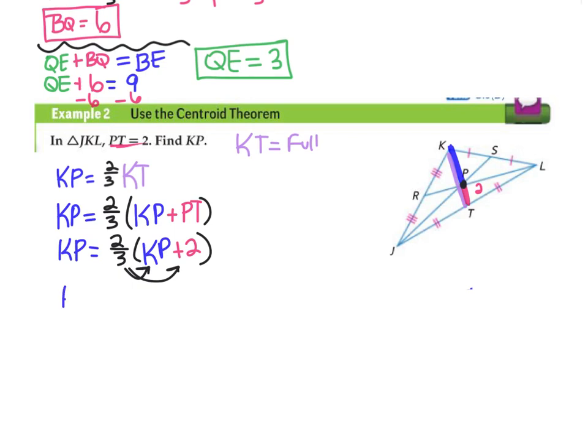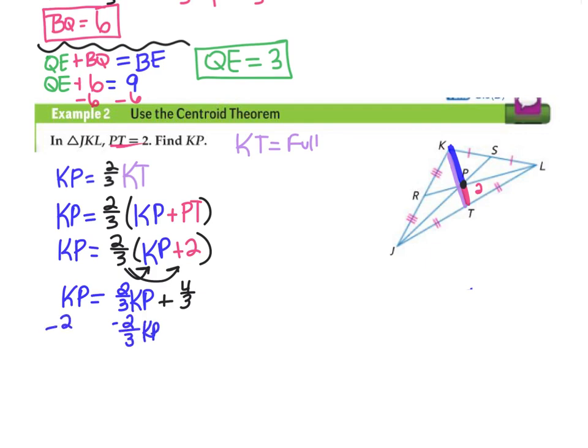It's going to leave us with KP equals 2/3 KP, and then 2/3 times a positive 2 is, just kidding, 4/3. There we go. So all I did was distribute my fraction to both values. Now we need to get our KP on the same side, because we are solving for that missing side.